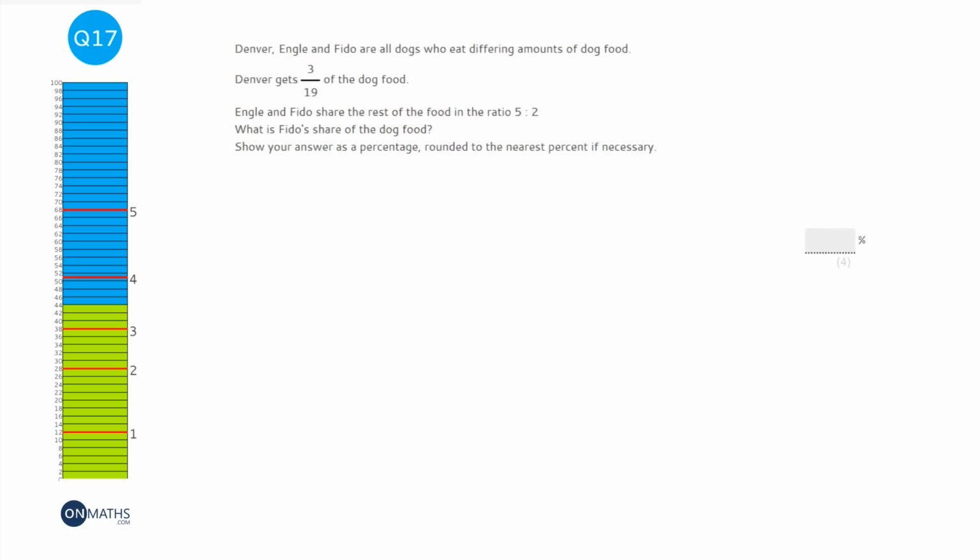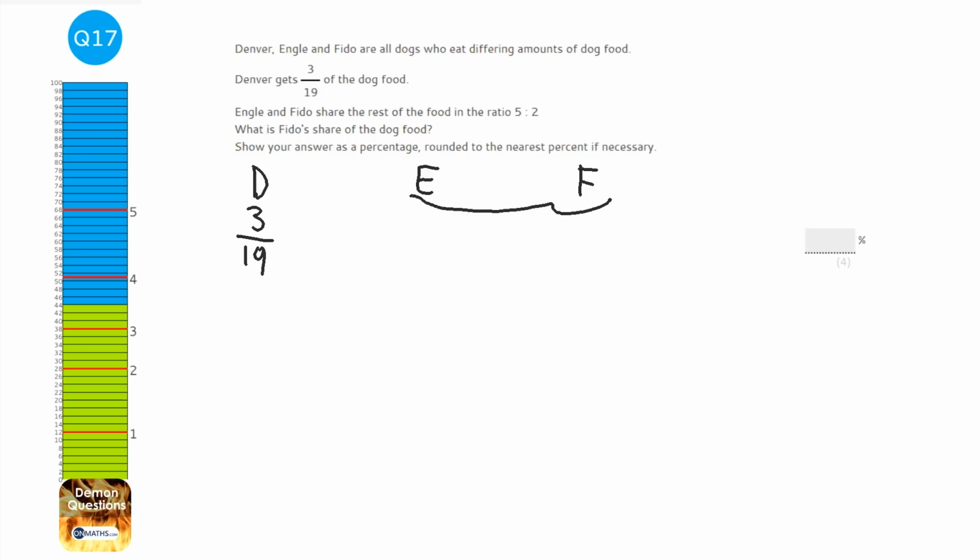Okay, so this is quite a tricky question because it mixes fractions and ratios together, but we've got to be comfortable with that. So I'd first of all just show the information so that I can get my head around it. So we've got Denver, who as a fraction has 3/19 of the food. And so that leaves how much? Well, we've got a calculator, so we could just do 1 take away 3/19 on the calculator, but we know that that's going to be 16/19.